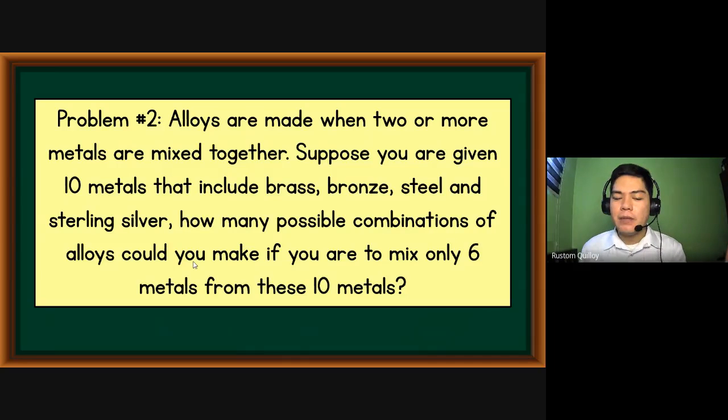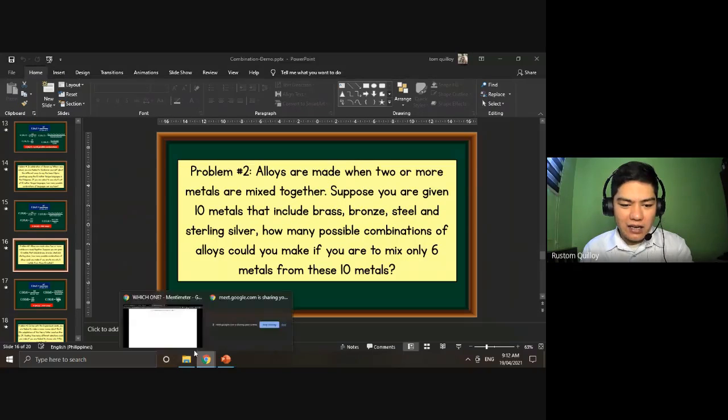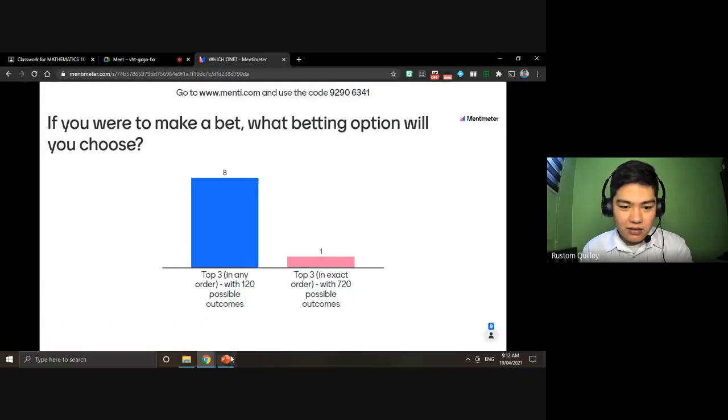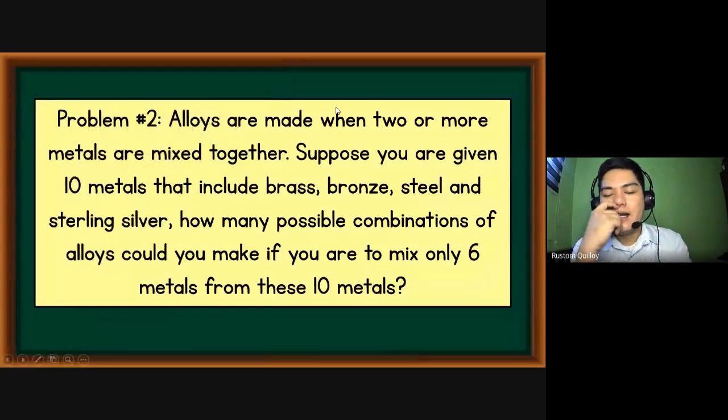Yes, thank you. So sabi dito sa problem, makakabuo tayo ng alloy by combining 2 or more metals. So meron tayong 10 metals dito and you are to mix only 6 metals from these 10 metals. So how many possible combinations of alloys could you make? So ganun ulit, mamaya i-key in yung answer kapag sinabi ko na po. Ang N natin is 10, ang R ay 6.